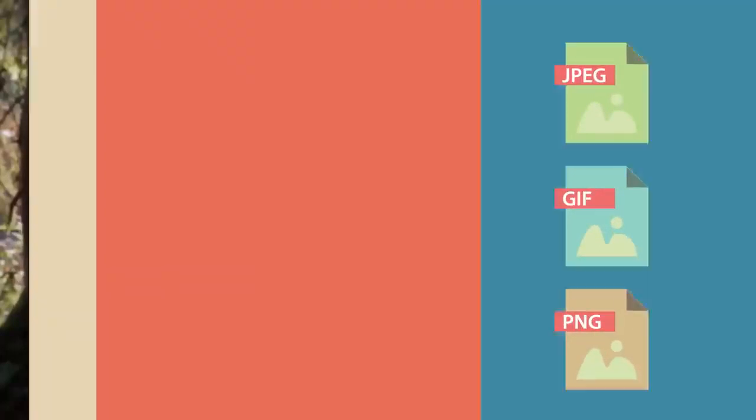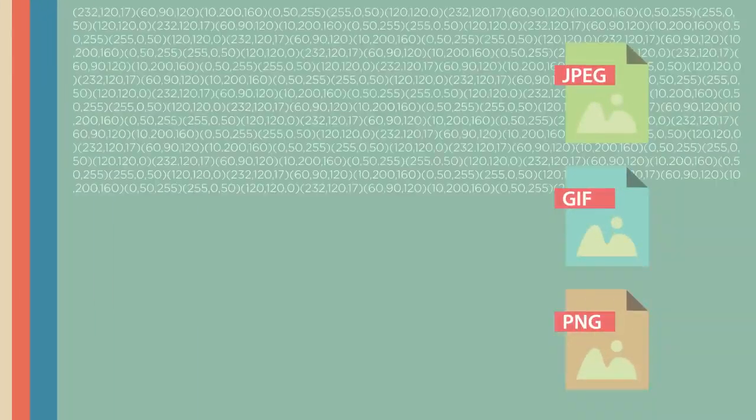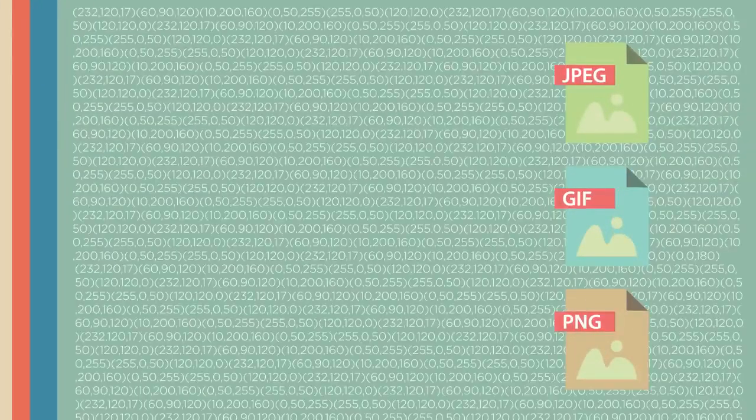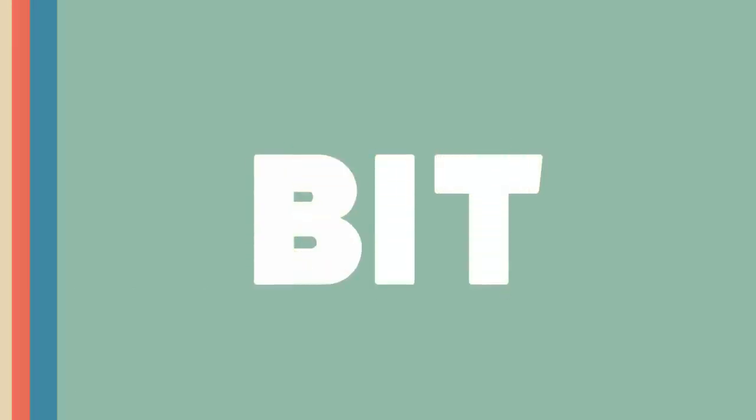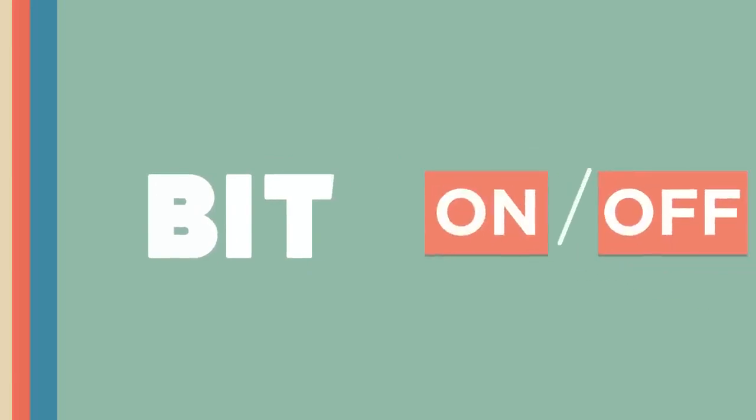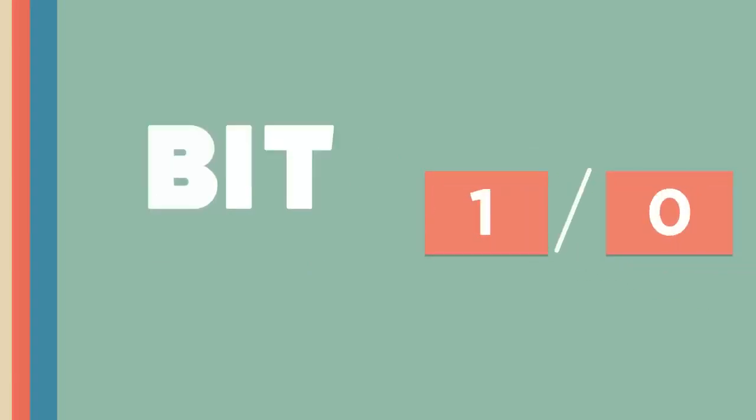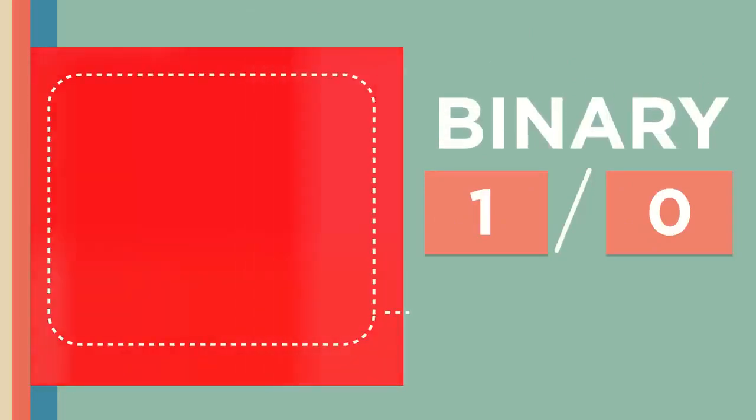An image file, whether it's a JPEG, GIF, PNG, etc., contains millions of these RGB triplets. So how does the computer store all that data? All computing and digital data are represented by bits. A bit has two states. It's on or it's off. But instead of on or off, computers use ones and zeros. Binary. So an image file is actually just a bunch of ones and zeros.